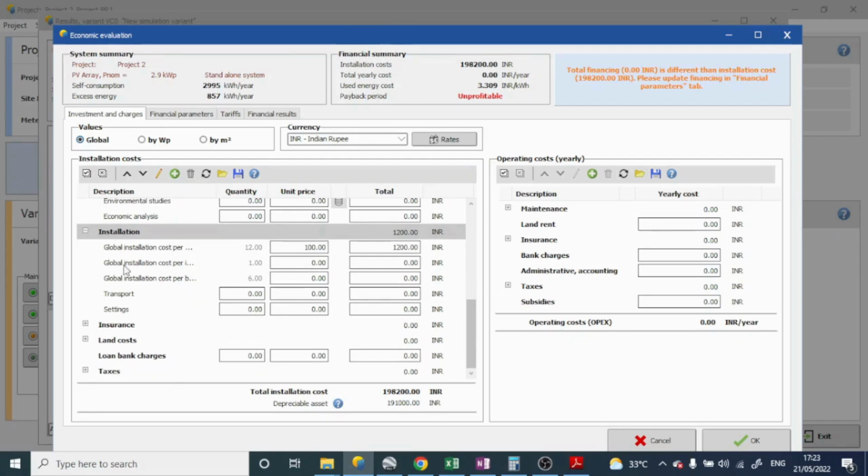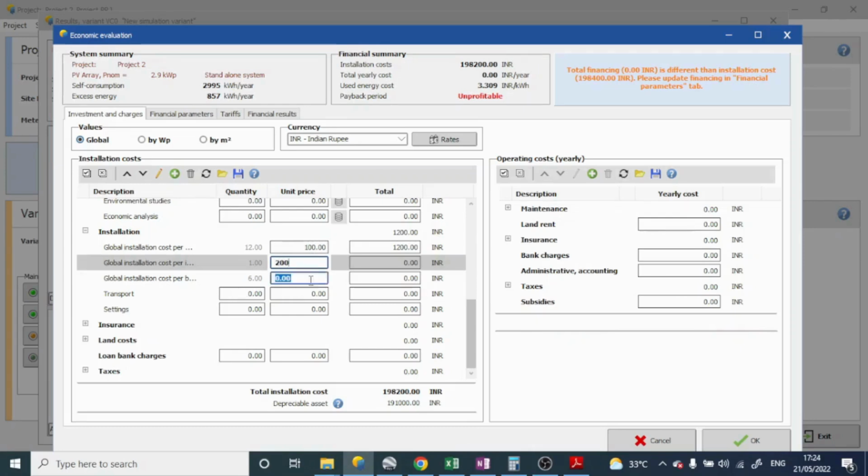Then we have installations, this parameter we can include. For the inverter also, we can take it as a parameter of near about 200. It will be included in the oversight of the project. Battery cost, we can take as 100 on an average.